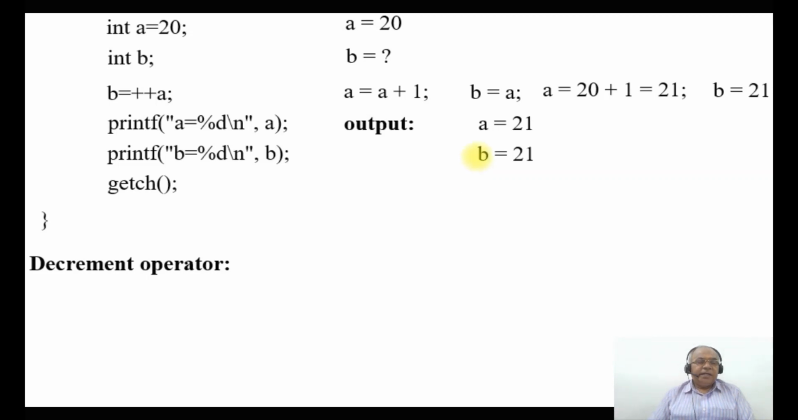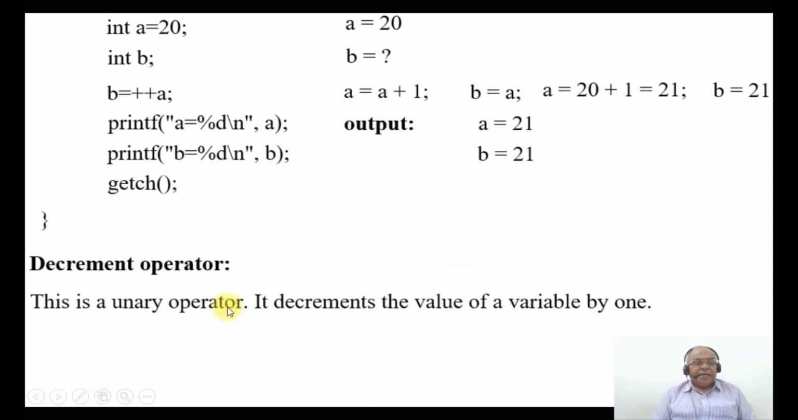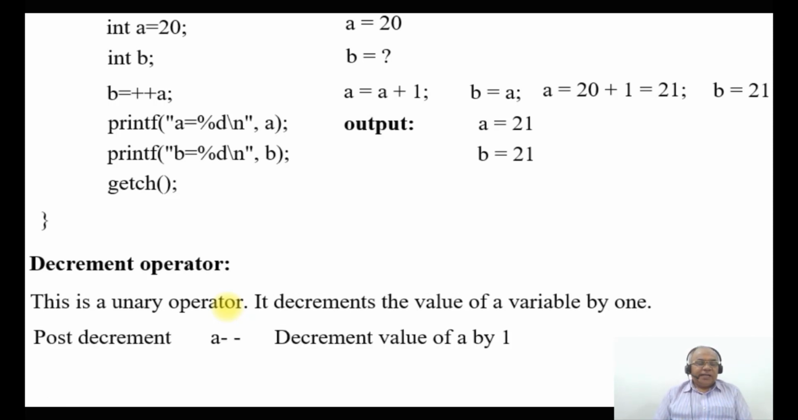Now we are going to take up the decrement operators. This is a unary operator. It decrements the value of a variable by 1. So post decrement is a-- and pre-decrement is --a; both decrement the value of a by 1. If you are considering this, now we will see how it will work.